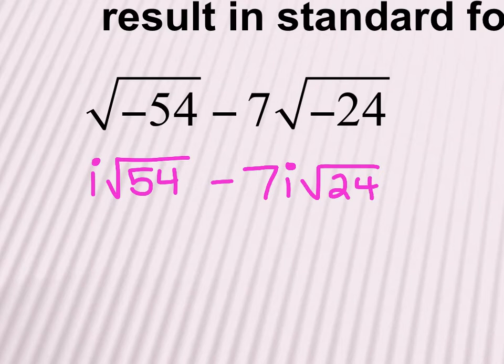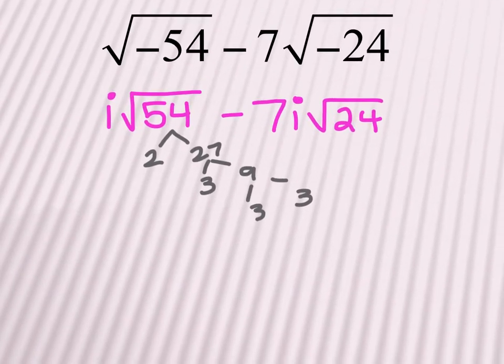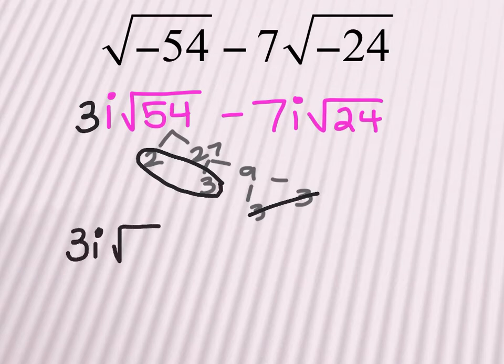Now, I can't combine these yet because they're not both the same square root. So I'm going to see if I can break this down. So this would be 2 and 27, 3 and 9, 3 and 3. And then the factor tree rule is if there's a pair of numbers, that one goes to the outside, and then anything that doesn't have a match stays underneath. So I'd get 3i times the square root of 6. And then I want to do the same thing here. 2 and 12, 2 and 6, 2 and 3.